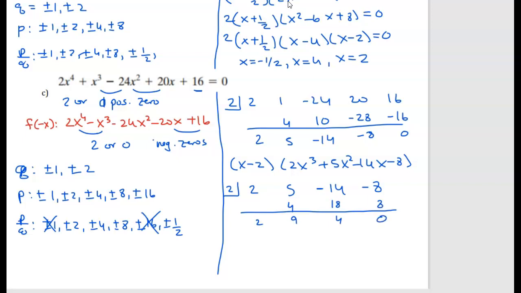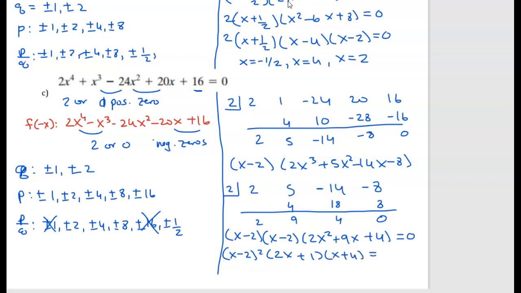Yeah, it worked again. Alright, so that means we have x minus 2, and this breaks down as x minus 2, and then 2x squared plus 9x plus 4 equals 0. Alright, this is a quadratic, and I think it factors. So let's say we have x minus 2 squared, 2x plus 1, and x plus 4. Right? So that works. Good.